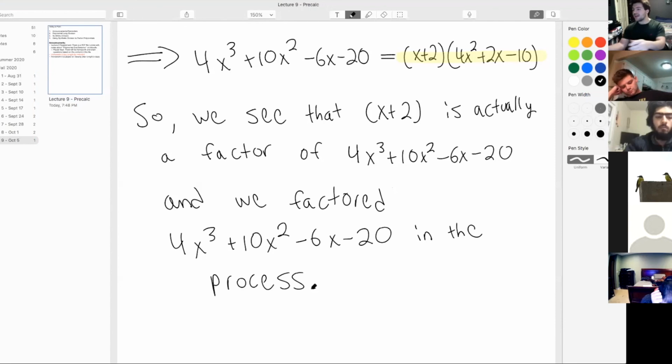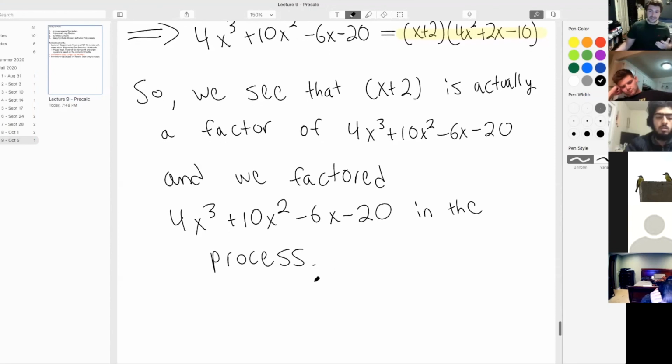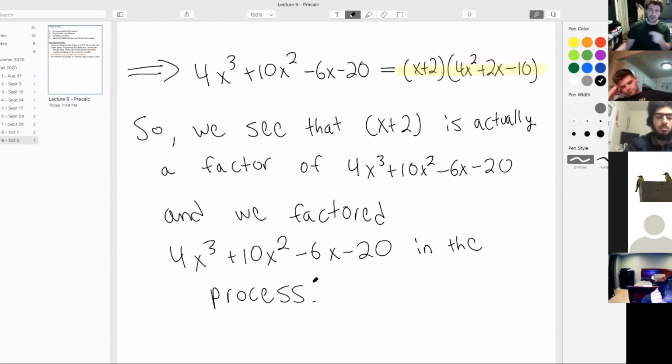Okay, and why do we like factorizations? Well, we can find the zeros very easily. We can use the zero product property.